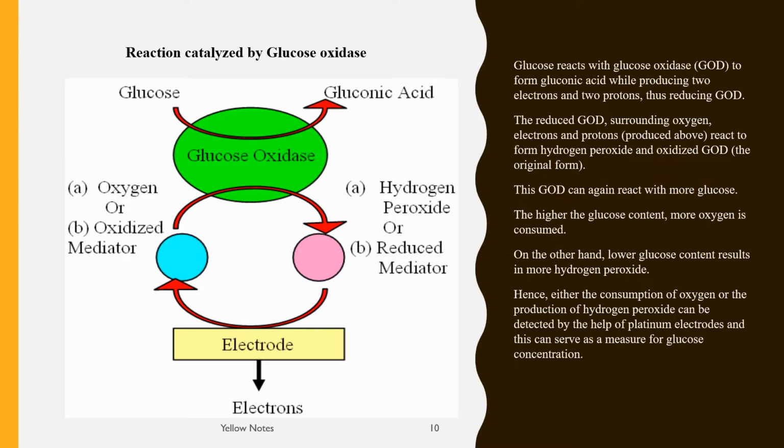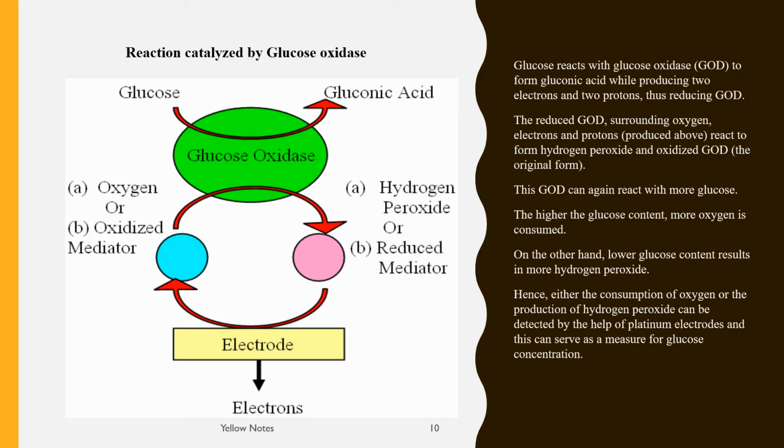This figure shows the reaction that is catalyzed by glucose oxidase. Glucose reacts with glucose oxidase to form gluconic acid while producing 2 electrons and 2 protons, and thus reducing glucose oxidase. The reduced glucose oxidase reacts with surrounding oxygen, electrons, and protons to form hydrogen peroxide and oxidized glucose oxidase. This glucose oxidase can again react with more glucose.